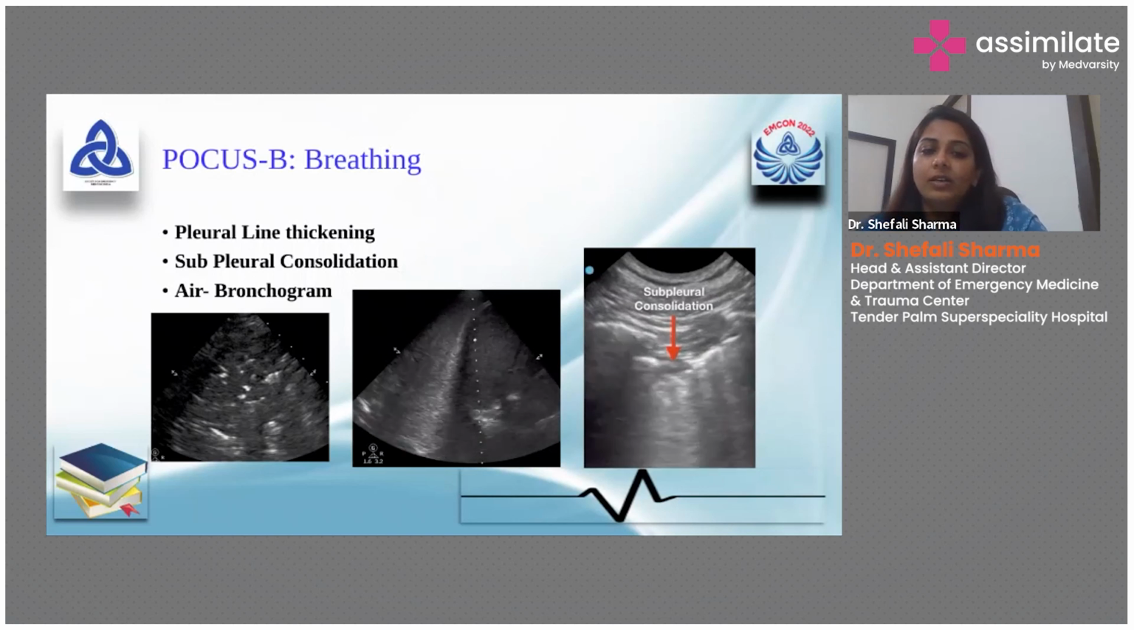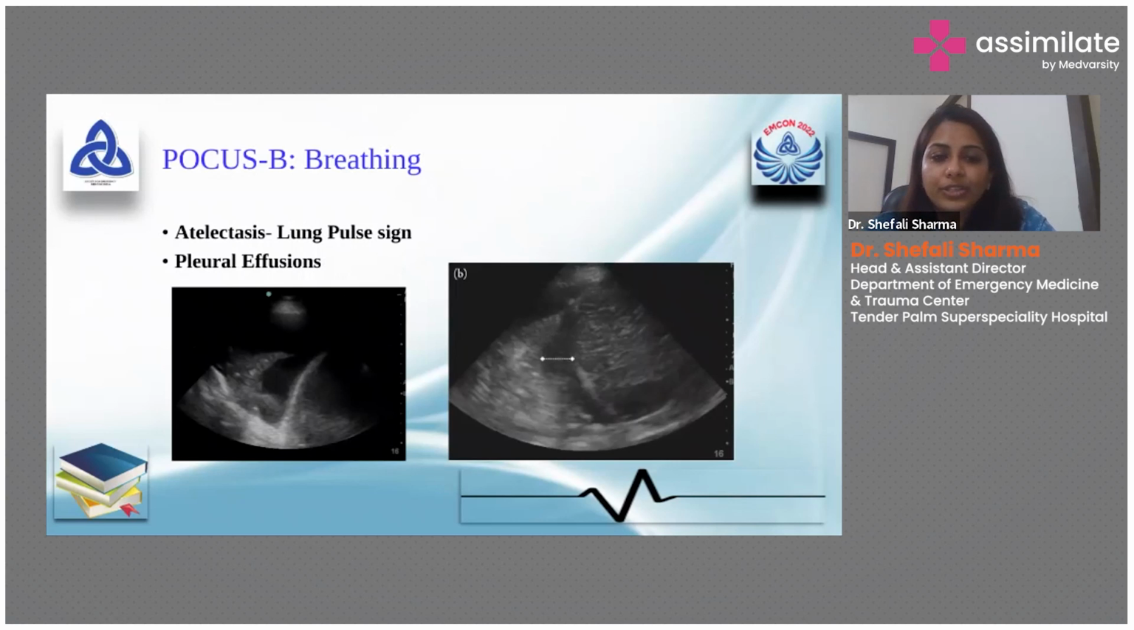Now, there are two more things to be seen in the breathing part when we are doing a lung ultrasound: atelectasis, and how to determine the pleural effusion. In atelectasis, the lung is collapsed, so you get a lung pulse sign. Generally, when the heart beats, the beating effect of the heart is transferred onto the collapsed lung, so that you can see it as a lung pulse sign.